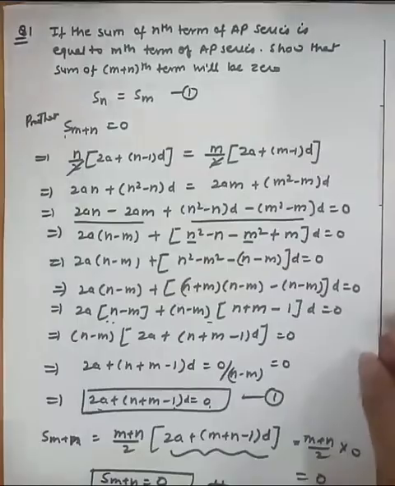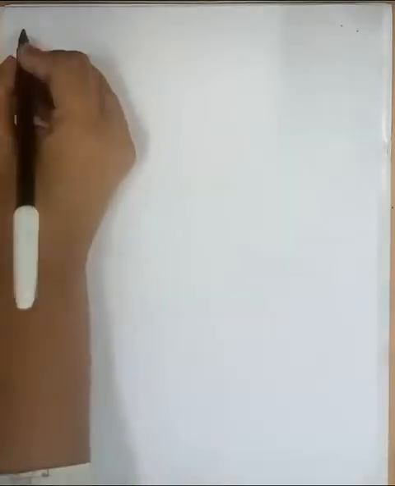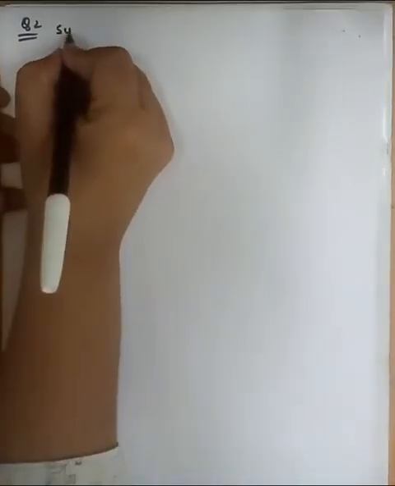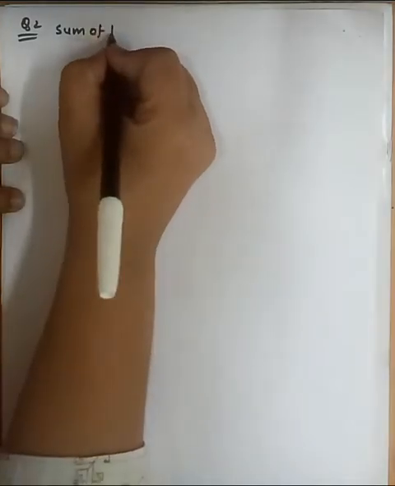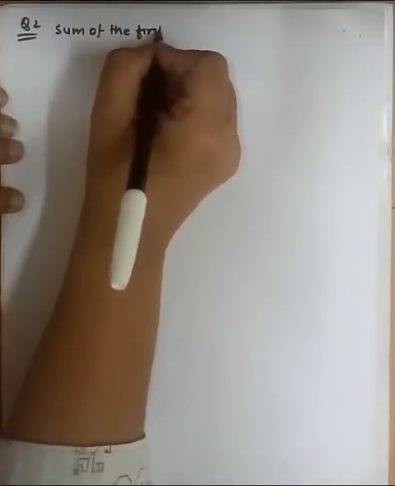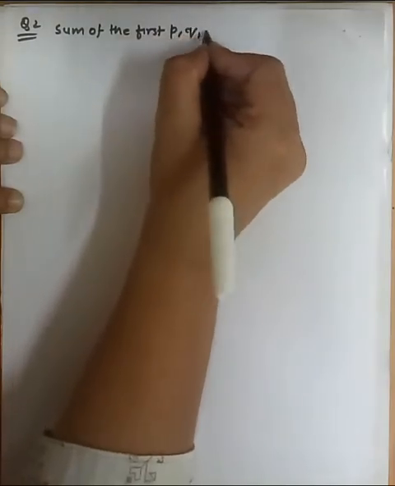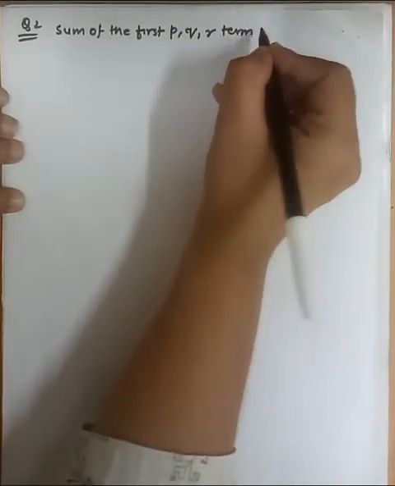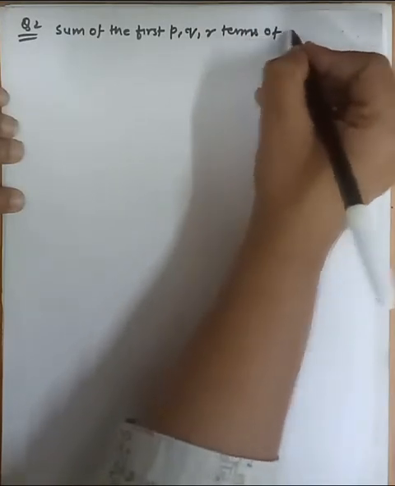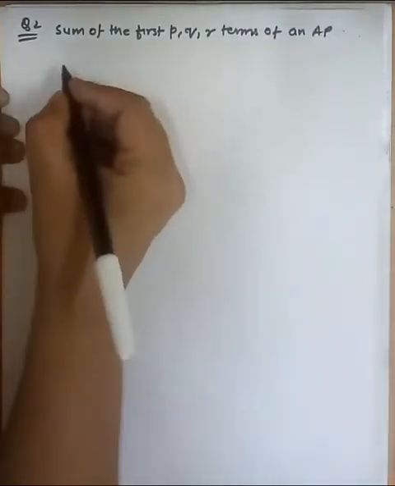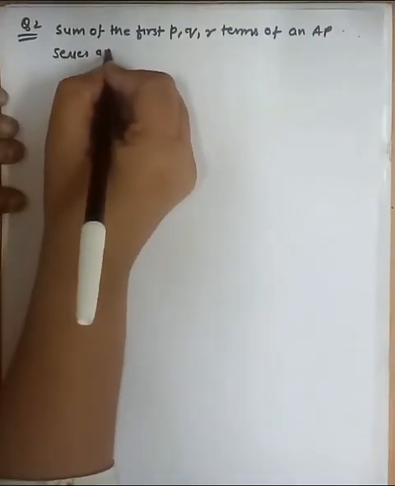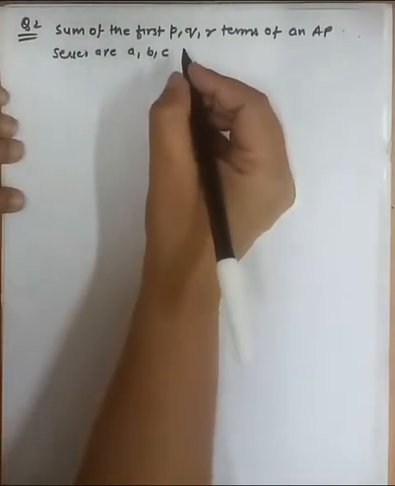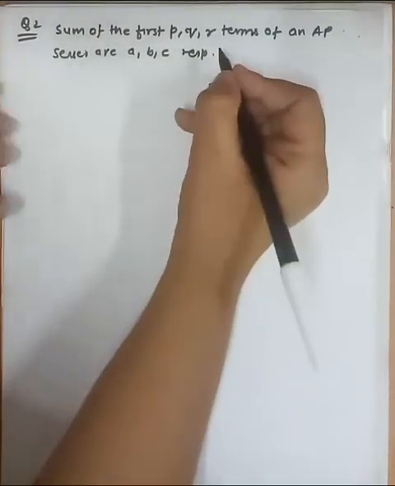Okay, now take the next question. Question number 2. The question is that the sum of the first p, q, r terms of an AP series are A, B, C respectively.